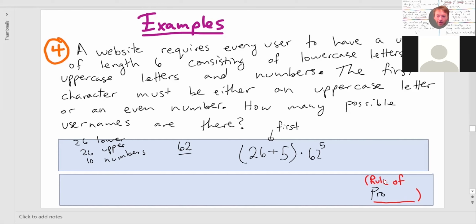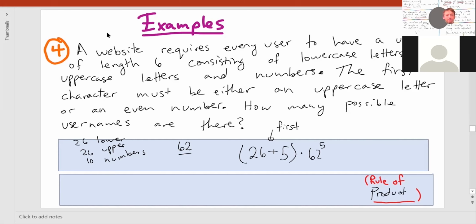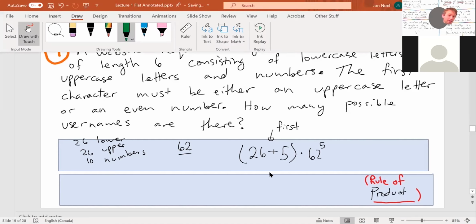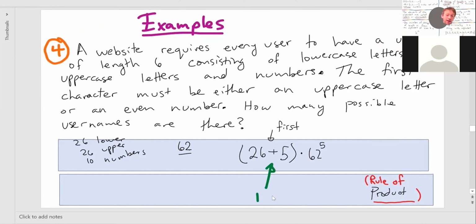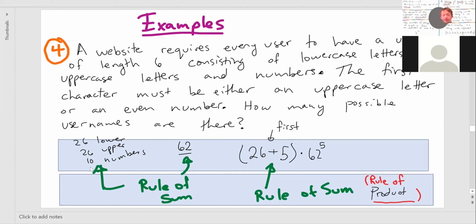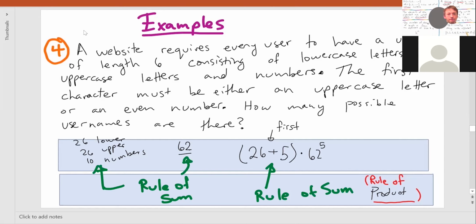It's a rule of product, but also inside of the first letter, it's kind of the rule of sum. Actually, they're all kind of the rule of sum, because when I came up with this 62 by taking 26, 26, and 10, any character has to be either uppercase, lowercase, or a number, and it can't be all of them, right? So all of these were rules of sum, and then at the end, you put it all together with a rule of product. Any questions about this?